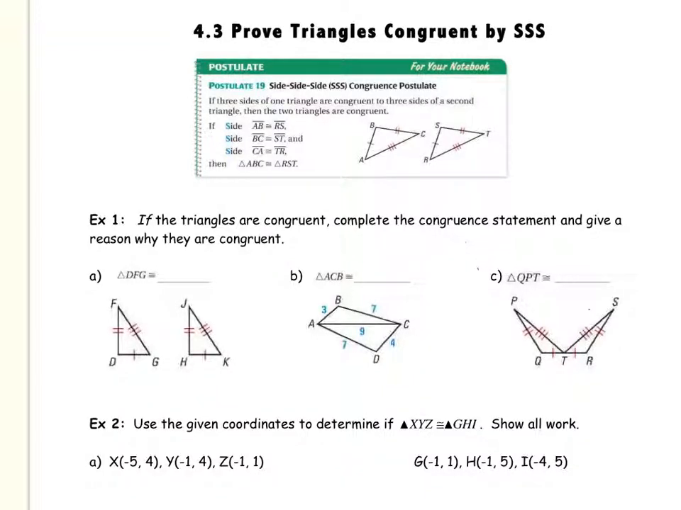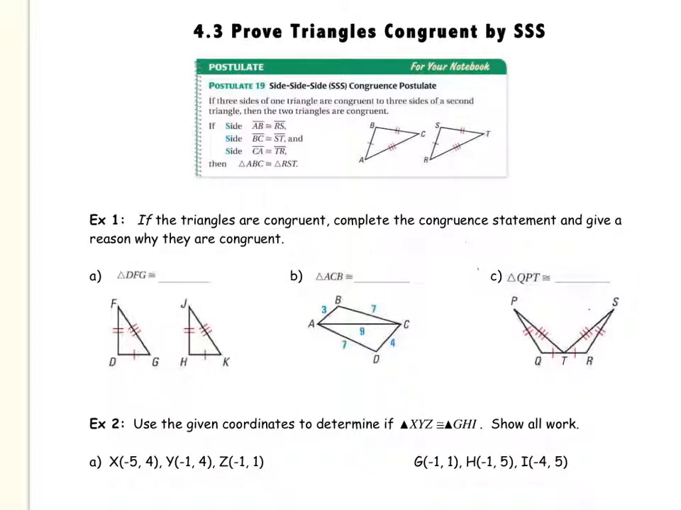Today we're going to prove triangles congruent by side, side, side. So if triangles are congruent, complete the congruent statement and give a reason why they are congruent. So in the first one, we have DFG, so this triangle going from D to F to G. We have to see if it's congruent with this triangle right here.